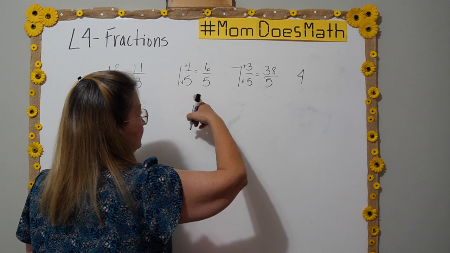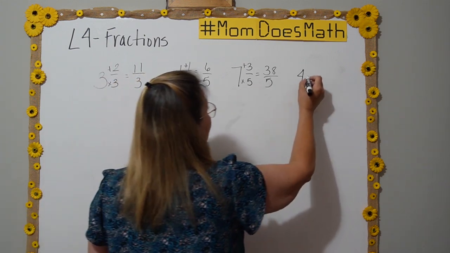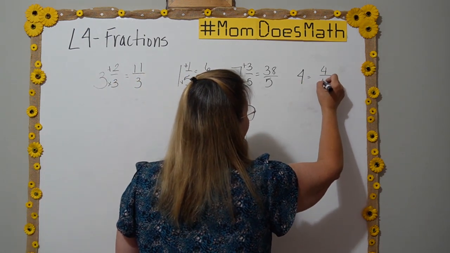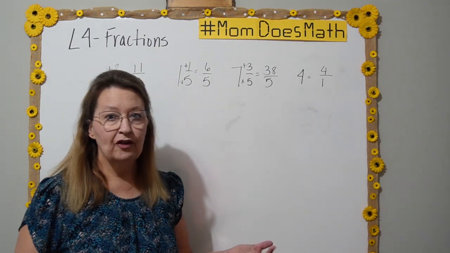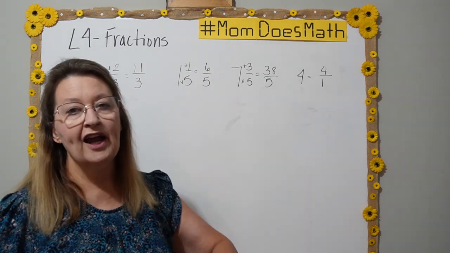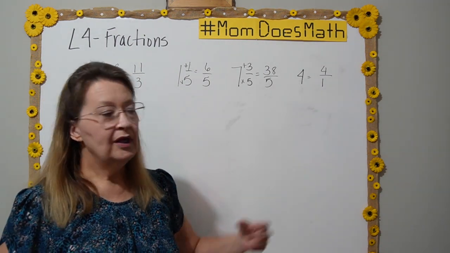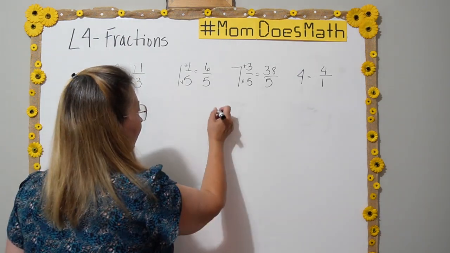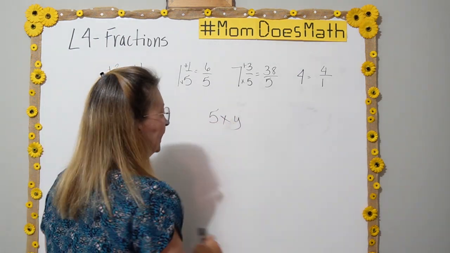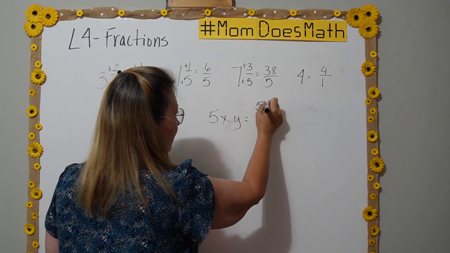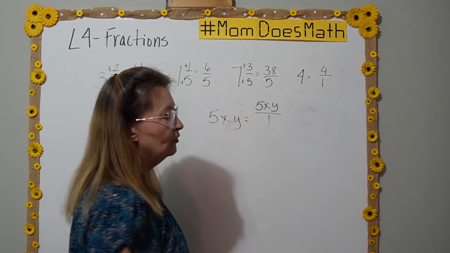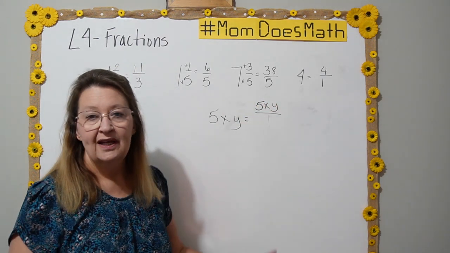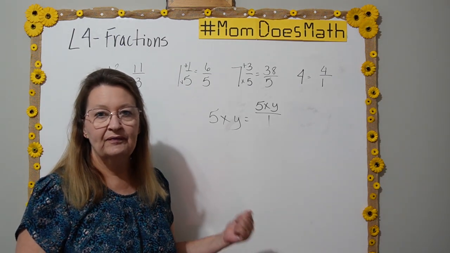All right, when you have a whole number, if you need to write it as a fraction, and there are times in algebra when we need to create a fraction from a whole number, you just put it over 1, whatever the whole number is. If I've got 5xy and I need to make it into a fraction, I can write 5xy over 1, and I just made a fraction. It's the same value, so, okay?